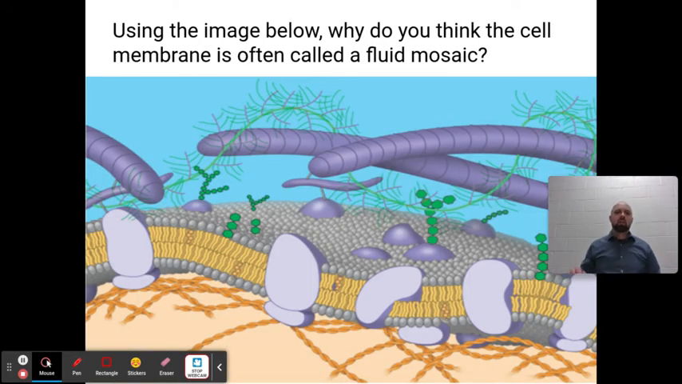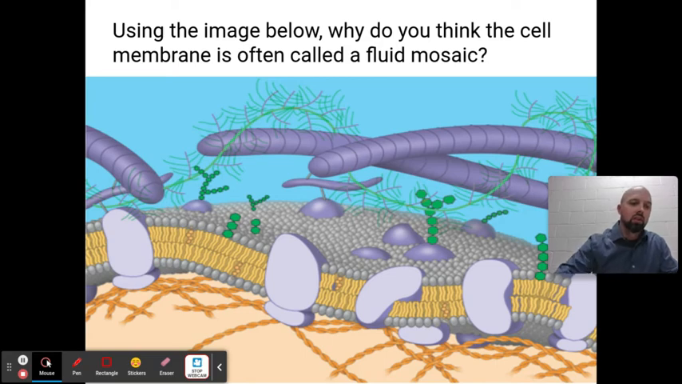So I always like to start out with this picture, and I introduce them to this term called the fluid mosaic. What I always like to do first is ask them the question, what is a mosaic? Usually somebody can come up with that it's a lot of parts making a whole, and then they can make that connection to this picture.